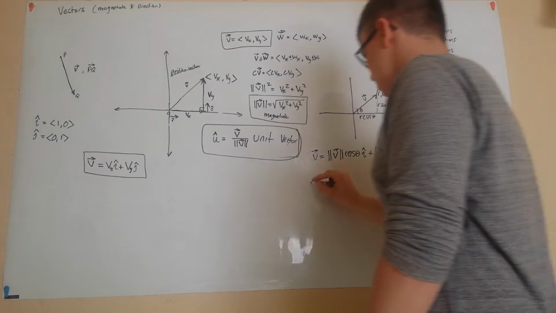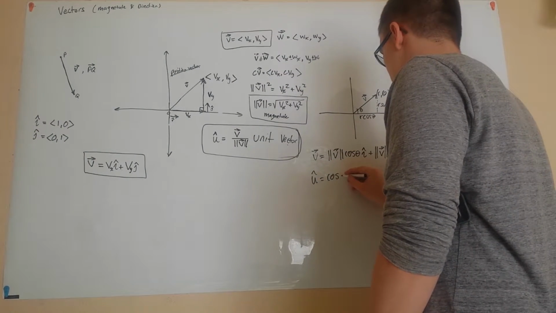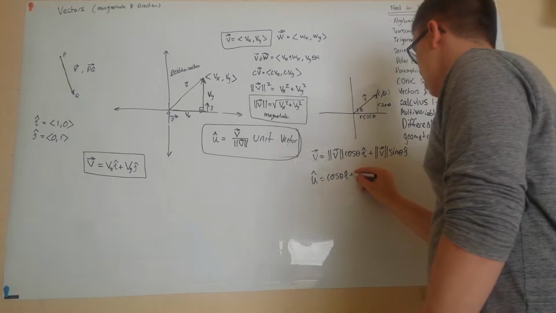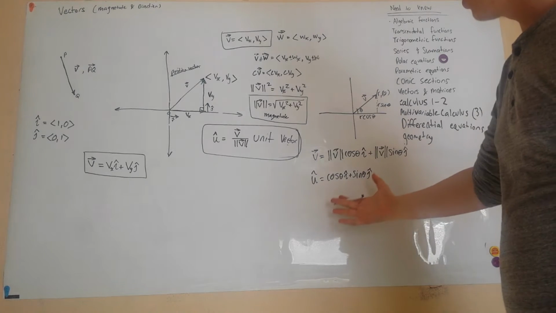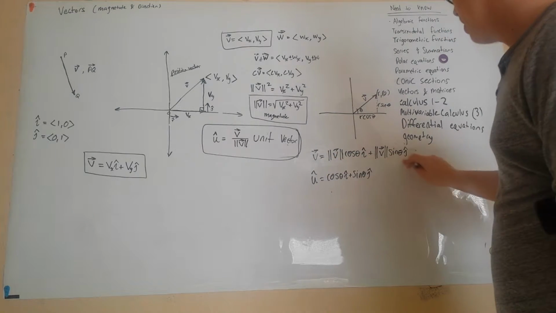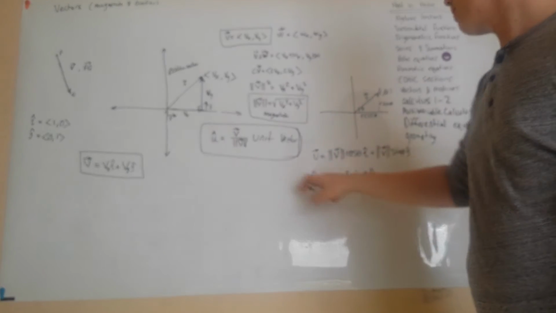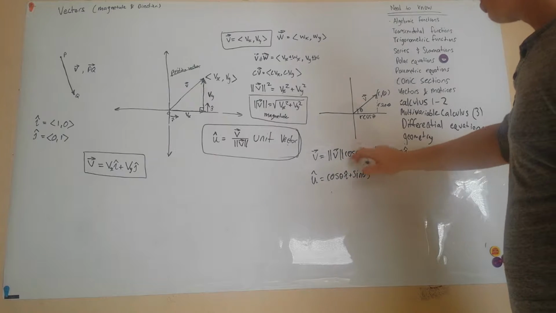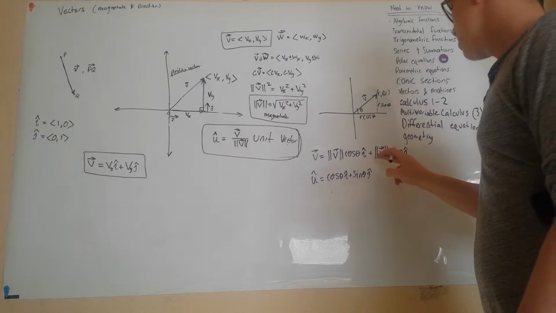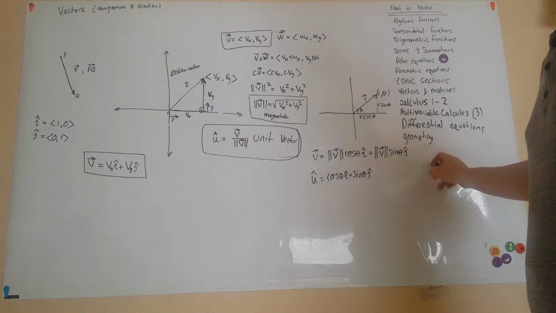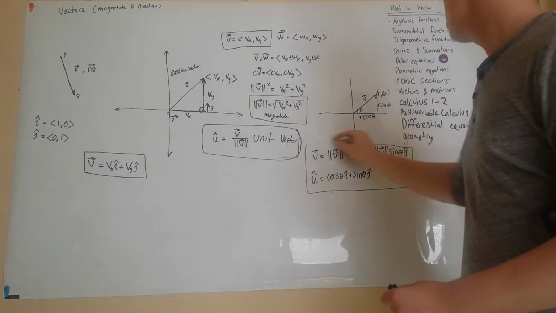There you go. And the unit vector can be described as just cosine theta i plus sine theta j. The reason that is true is that if we divide both sides by the magnitude, we know that's the definition of the unit vector. It removes the magnitude from both sides, leaving us with cosine theta i plus sine theta j. So these are also some forms to consider.